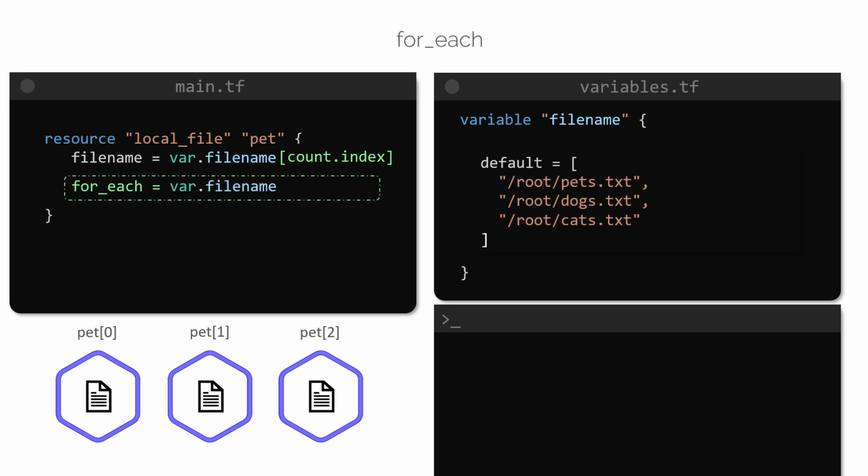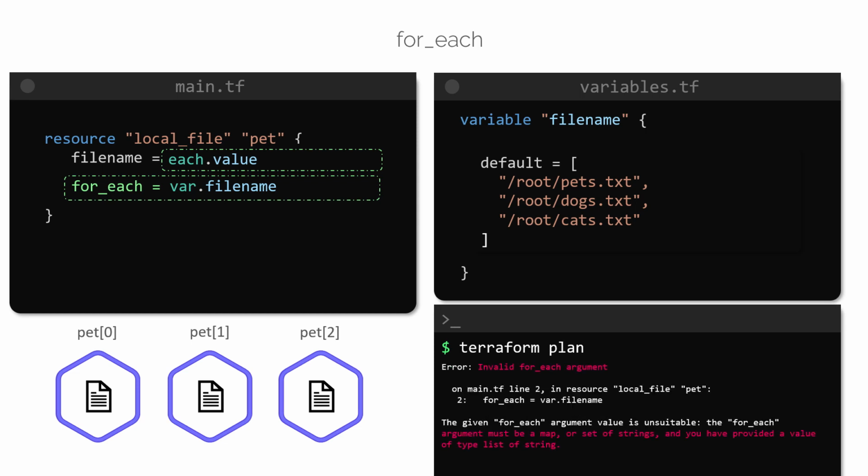Next, to set the value of file name to each element in the list, we can make use of the expression each.value, like this. However, there's a catch. If we run Terraform plan now, we will see an error. The foreach argument only works with a map or a set. In the variables.tf file, we are currently making use of a list containing string elements. There are a couple of ways to fix this.